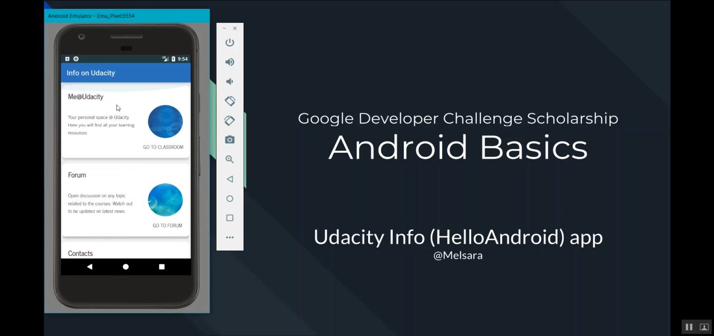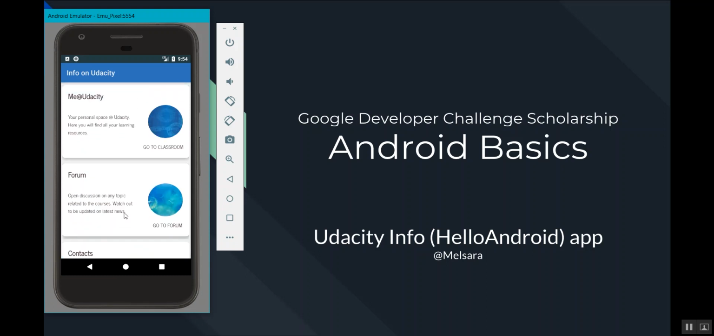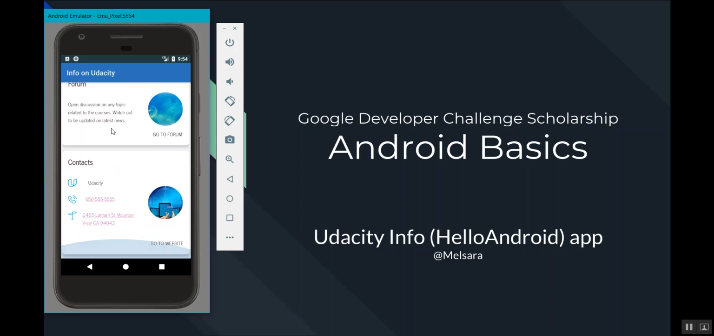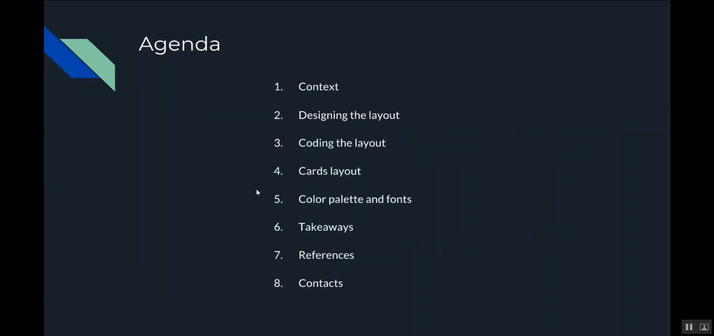And you can see it here. Basically it has 3 cards that we are going to see more in details later on. And each of these 3 cards contains some text, some image, a button, and the information that were mentioned in the requirements. But let's start the presentation properly.